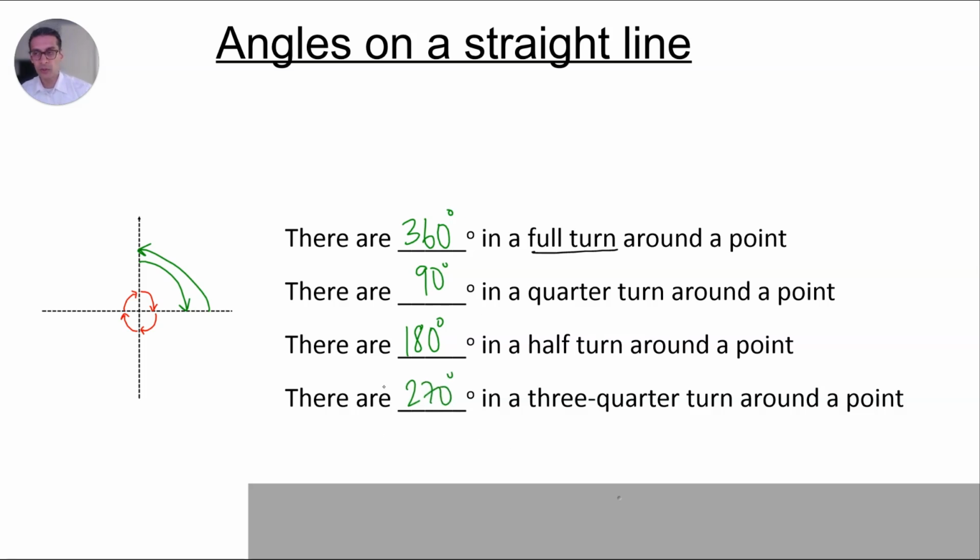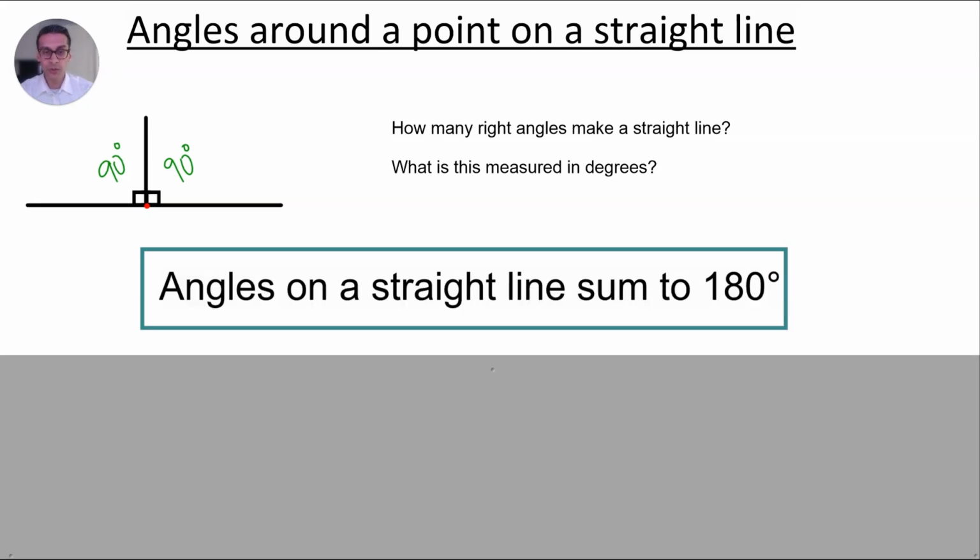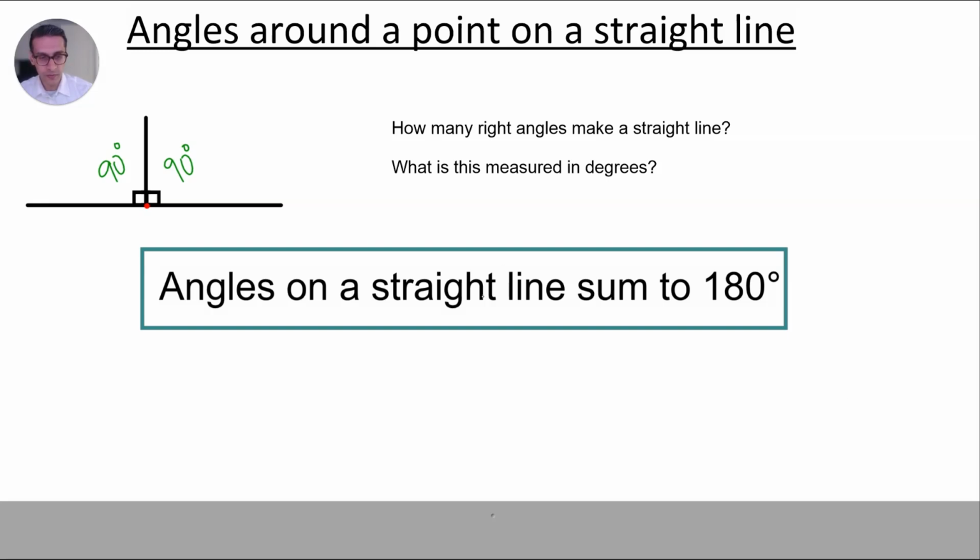If you didn't know any of these already, it's worth remembering these. They're all multiples of 90 and very important to know. So how many right angles would it take to make a straight line? We can see from here that we're going to have 2 right angles to make a straight line, and we know that each of these right angles is 90 degrees. So as we looked at just in the previous slide, we know that angles on a straight line sum to 180 degrees. So copy this down if you don't have it.